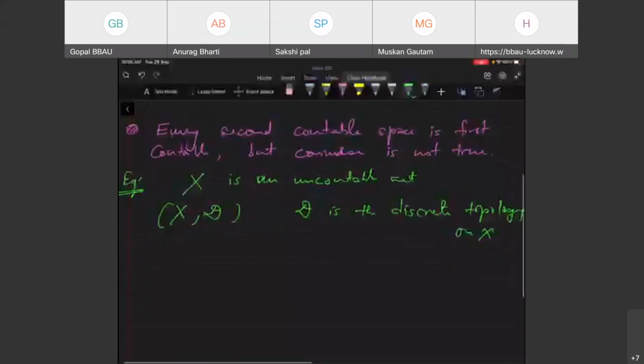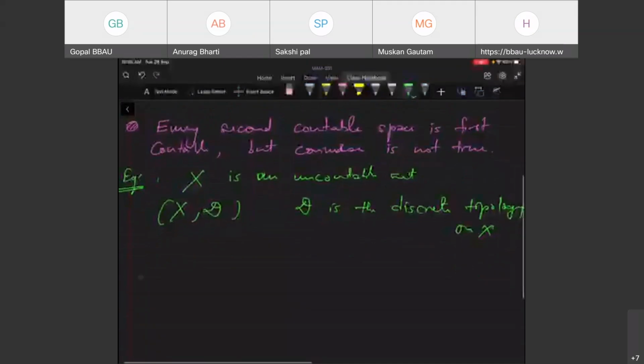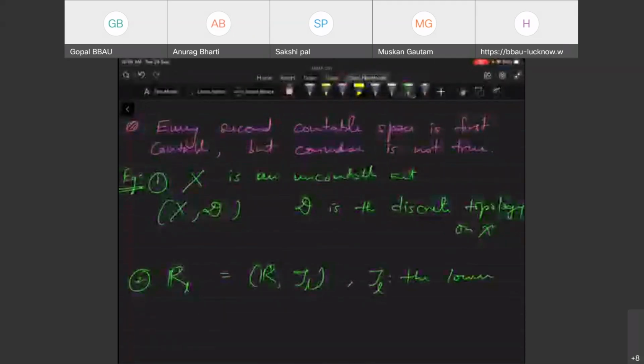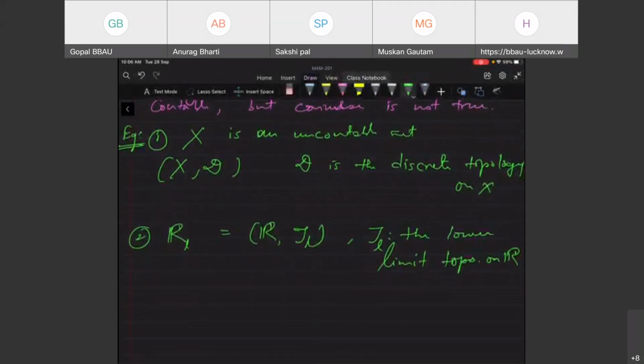You have also seen another result. The real line R with the lower limit topology, where tau l is the lower limit topology. So this space is also first countable, but not second countable.